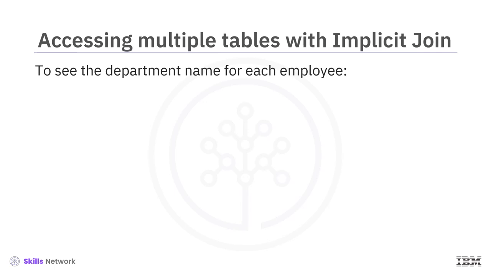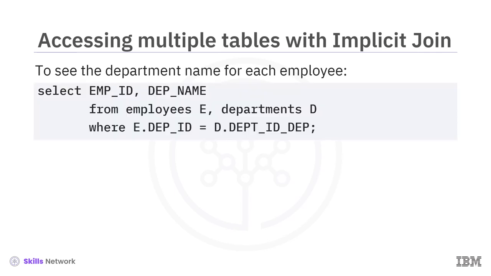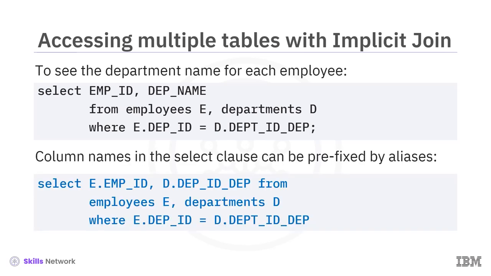If we wanted to see the department name for each employee, we would enter the code as follows. Select employee ID, department name from employees E, departments D where E.department ID equals D.department ID. Similar to before, the column names in the Select clause can also be prefixed by aliases, as shown in the query. Select E.employee ID, D.department name from employees E, departments D where E.department ID equals D.department ID.